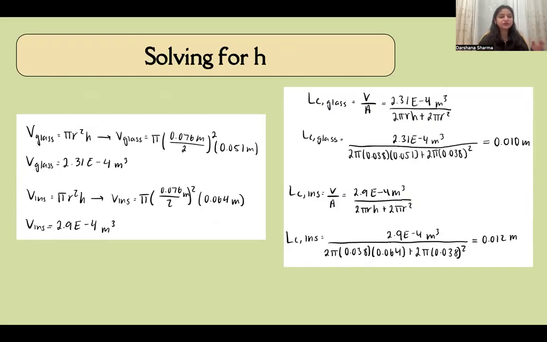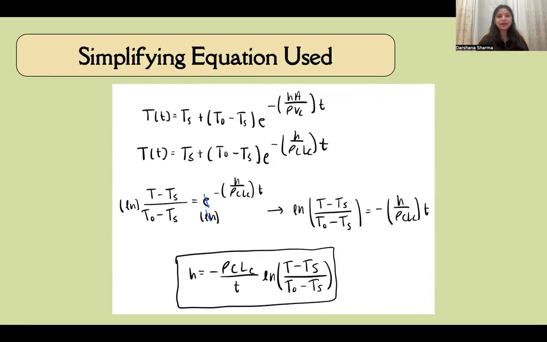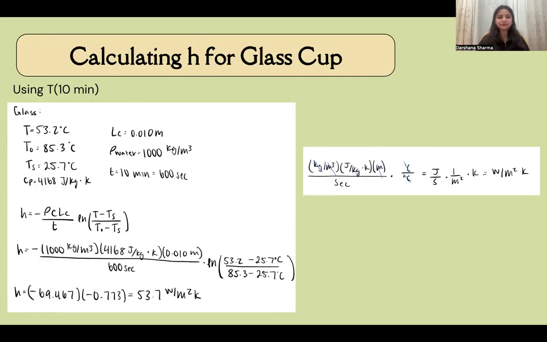So to solve for H, first I solve for volume using the dimensions, and then I solve for characteristic length. And I don't use the long cylinder assumption because I don't really think that length is that much greater than radius, so instead I just do V over A. And here I simplify Newton's law of cooling. So I take out A over V because that's just 1 over characteristic length. And I get rid of the exponential and I just isolate H.